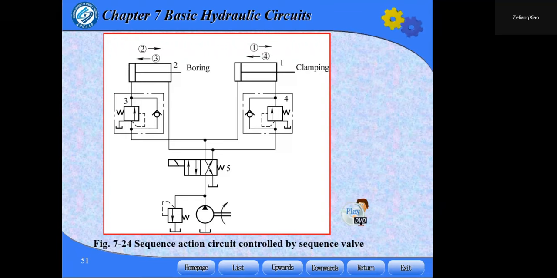The reliability of this sequence action circuit depends on the performance of sequence valve 4 and the pressure setting of valve 4. The pressure setting of valve 3 should be 10% to 15% higher than the highest working pressure.